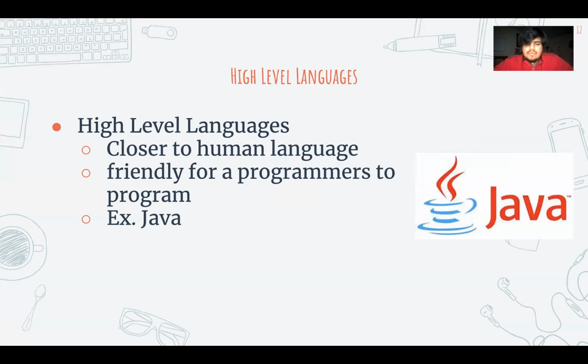This is closer to a human language and it's friendly for programmers because you can understand it. You can develop a program through pseudocode first, right? And then you could test it out pretty easily with a high level language, assuming that the syntax is there. Again, I said Java is an example.